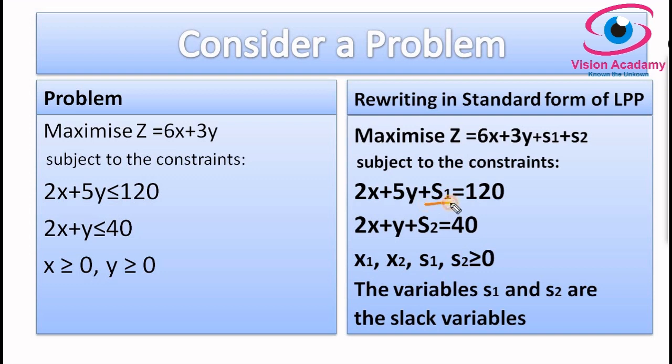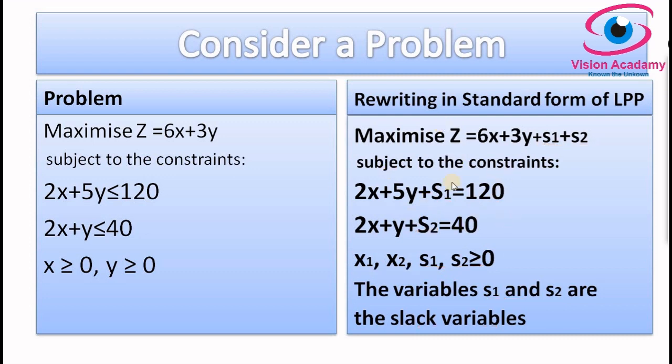These slack variables are also added to the objective function, and those two slack variables are also non-negative. Slack variables, s1 and s2, for calculation purposes we will assume are dummy variables.